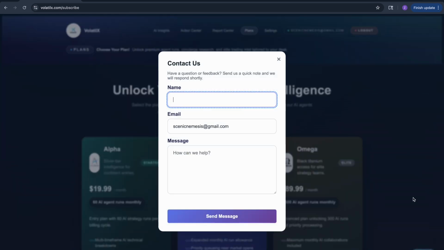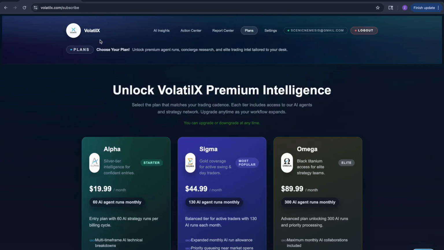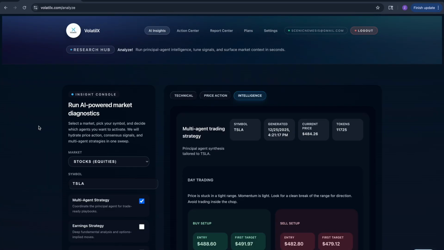And lastly, we have a contact page where you can leave your name, email, and any questions that you have for us. Once again, VolatilX is not a financial advice tool.